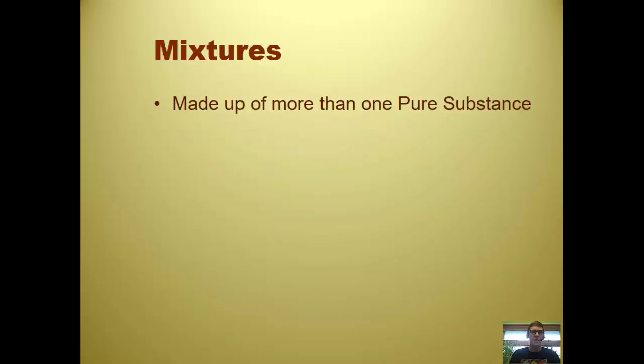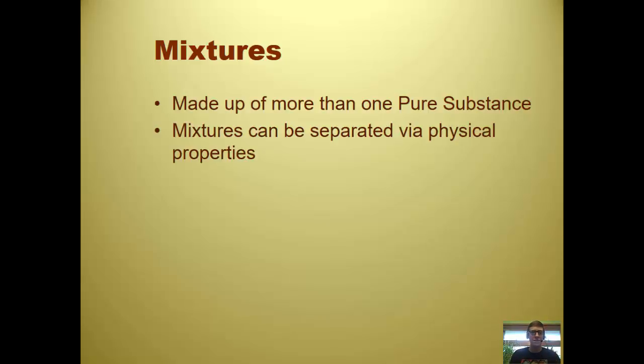Let's talk about mixtures. We talked about pure substances. We know those are elements or compounds. If you combine pure substances together and they still stay as pure substances, then they are a mixture. They can be separated by physical properties.